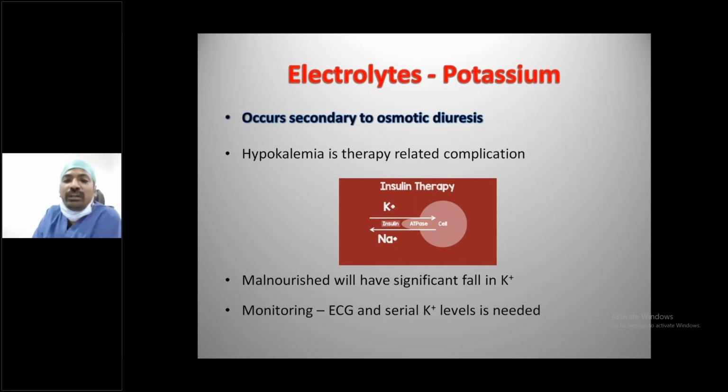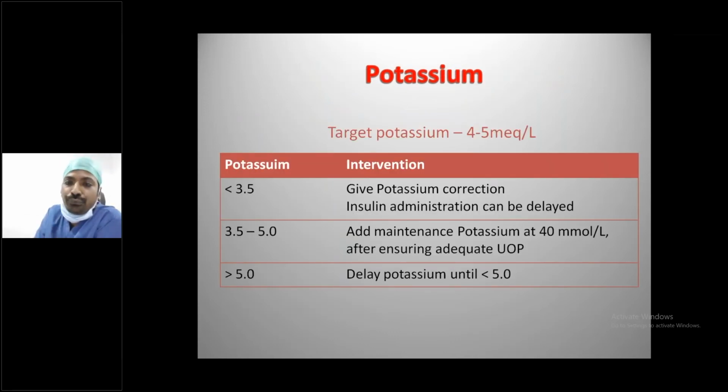Our target potassium would be around 4 to 5 milliequivalents per liter. After admission, if potassium is less than 3.5, give potassium correction, and you can delay insulin administration if potassium levels are severely low. If potassium levels are 3.5 to 5, then add maintenance potassium at 40 milliequivalents per liter after ensuring adequate urine output. If potassium levels are more than 5, then delay potassium until it falls to 5.